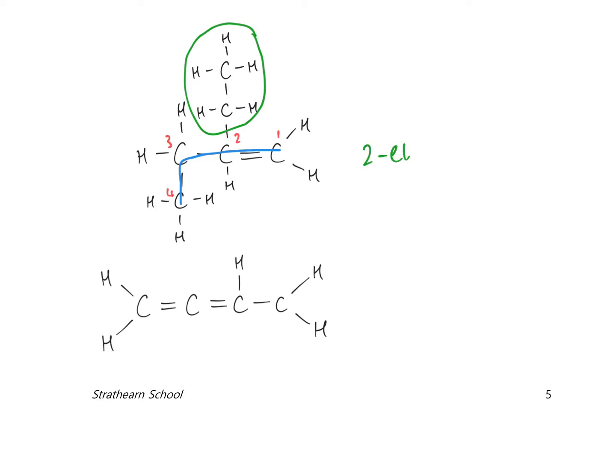It's going to be 2-ethyl. There's only one substituent, so there's no competition with the alphabetical order. And then but-1-ene. Note how there's no spaces between the ethyl and the but. It's all just one big long name with the numbers separated by dashes.